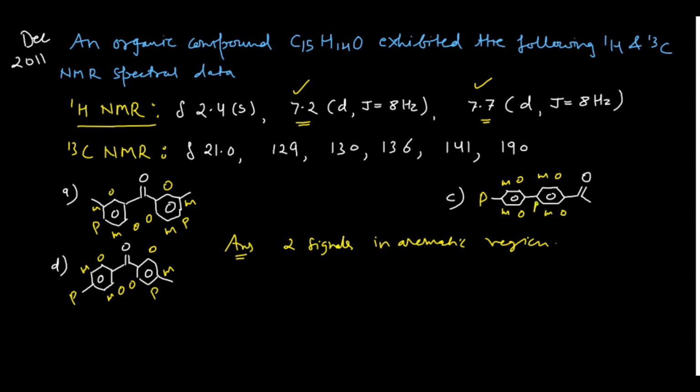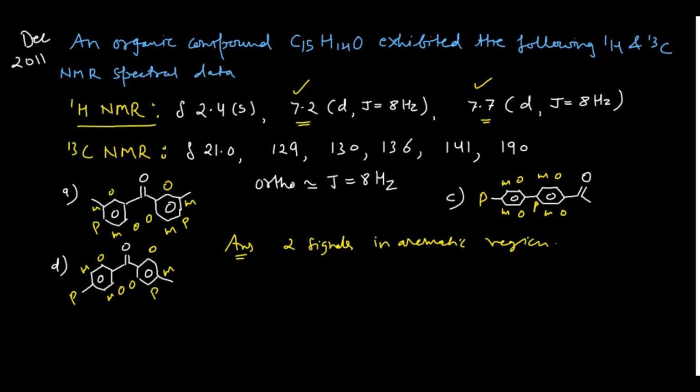Now the important thing which you should know is what is given here: the J value, the coupling constant, is 8 Hertz. And what is this coupling constant suggesting? If you have the basic idea about spectroscopy, then you know that for ortho coupling between the hydrogens, the J value is 8 Hertz. That means two hydrogens must be present in the ortho position.